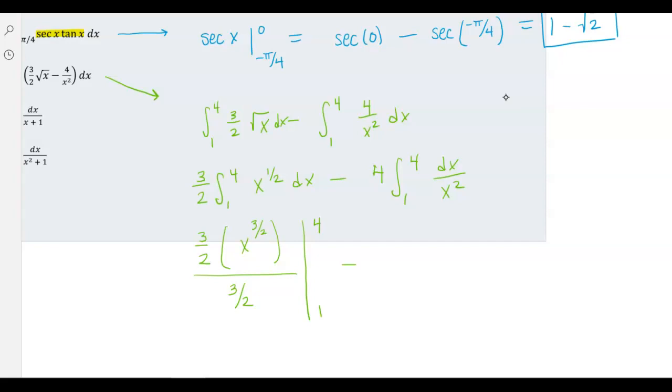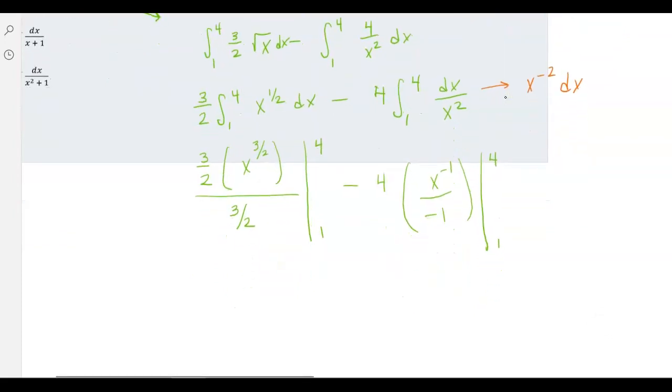Repeating that idea, what if we think about this as x to the negative 2 dx? Think of it that way. So I'm going to raise the power up by 1. That'll be x to the negative first power and divide by that new power. It's the opposite of when we're taking derivatives. And that's going to be evaluated between 1 and 4 also.